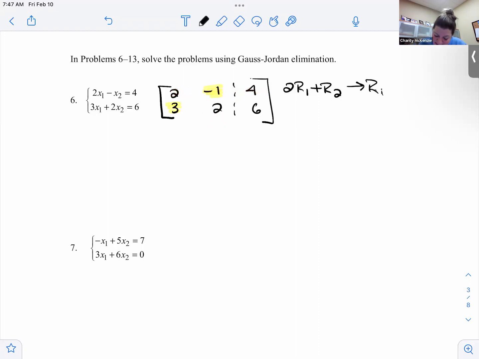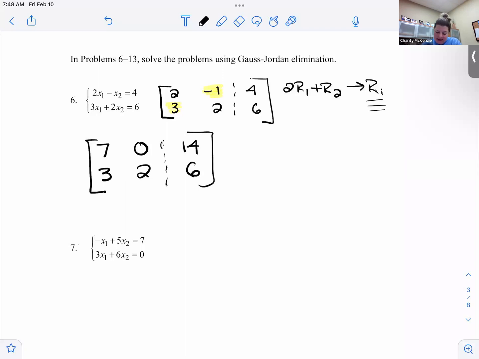So let's do that step. 2 times row 1, that's going to become a 4. 4 plus 3 is going to make 7. So now I have a 7. 2 times -1 is going to make a -2, plus 2, right, is going to make a 0, which was our whole point. Then 2 times 4 is 8. 8 plus 6 is going to give me 14, right? And then the bottom row stays the same. Just like that. So I just changed the row that I have listed at the end.